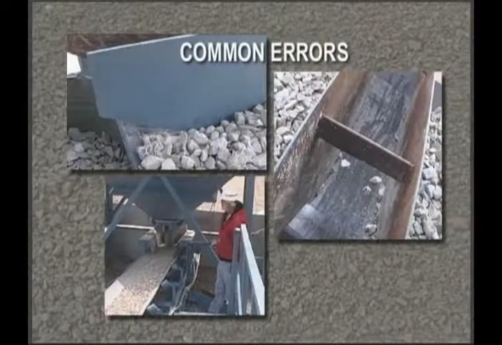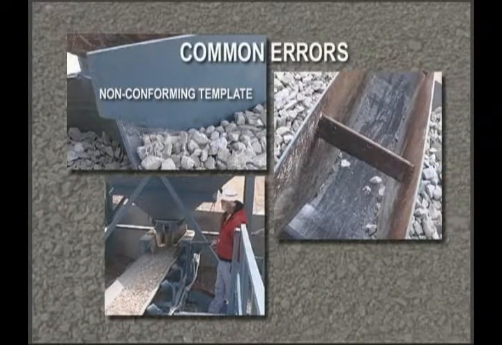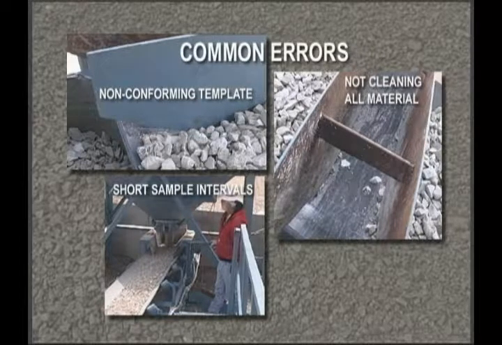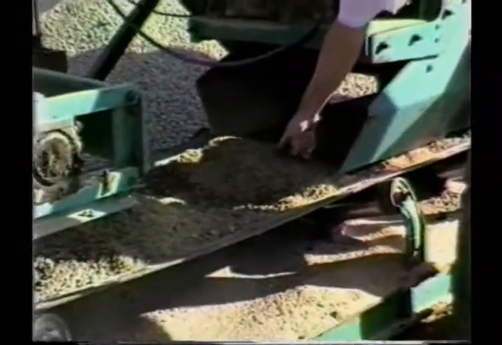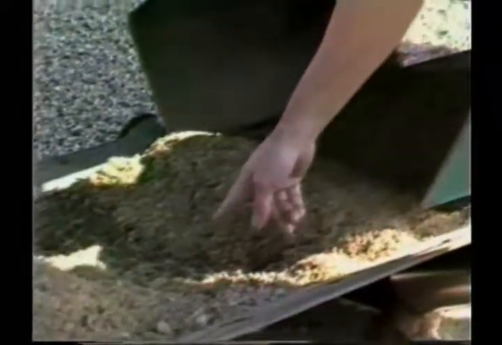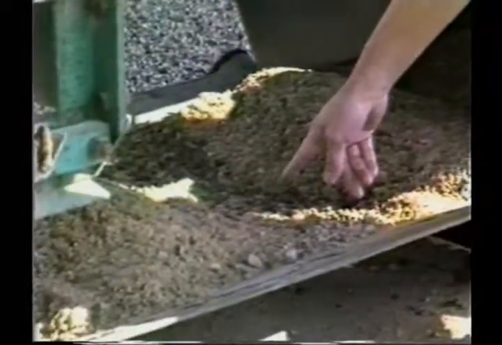Common errors are not having a template that conforms to the shape of the belt, not cleaning all the material from the template, or not allowing enough time between increments. When wet material is clumped and not riding uniformly on the belt, try to find a location along the conveyor train where the material evens out to take your sample.